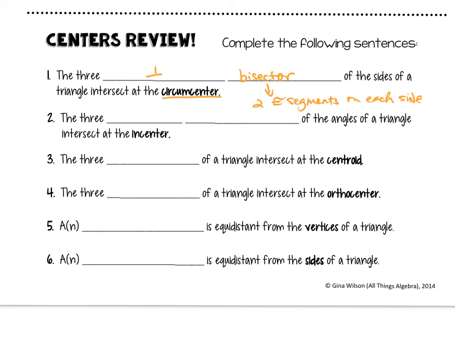So that's circumcenter. And the three angle bisectors of the angles of a triangle intersect at the incenter. The incenter is about angle bisectors, so it cuts the angles by half. The three medians intersect at centroid, and that's the one we practice a lot in this video. And the three altitudes, as we mentioned above, is called orthocenter.